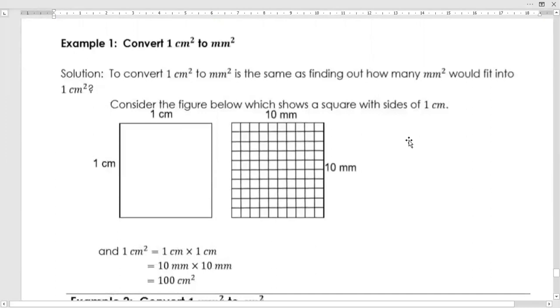And then this, copy this into your books. This is an example of what it will look like if you have to convert. To convert from 1 centimeter squared to millimeter squared, it's basically like saying how many millimeters will fit into 1 centimeter, and then just doing the same area formula.